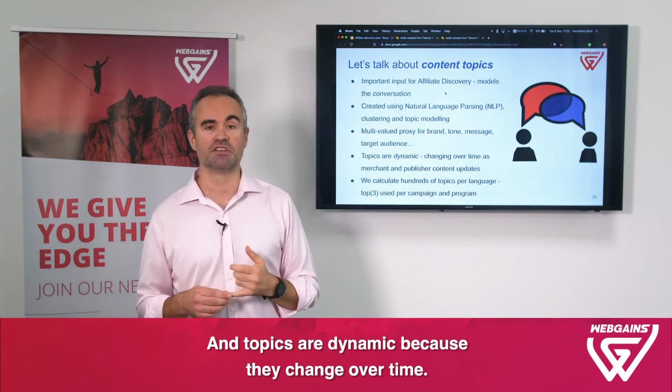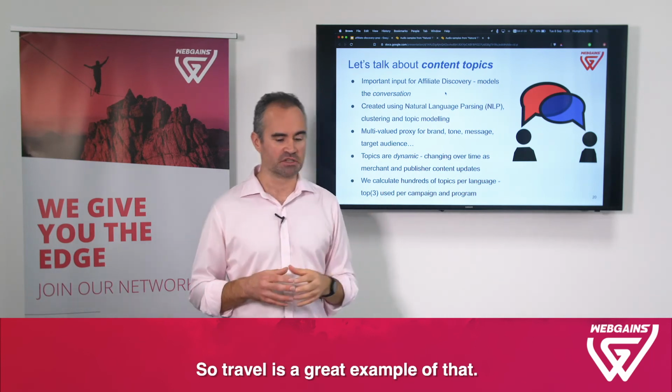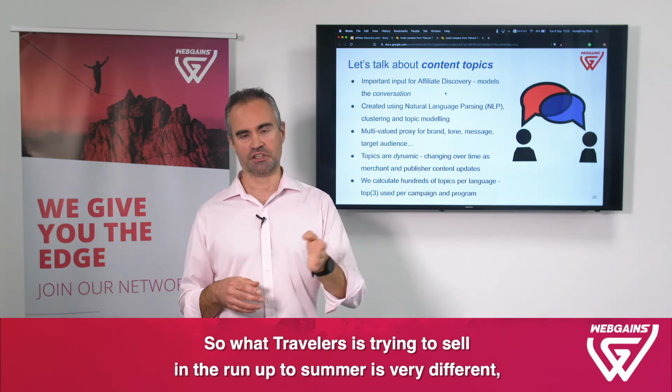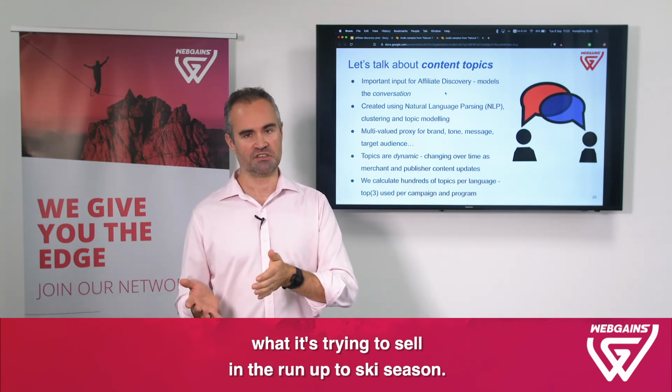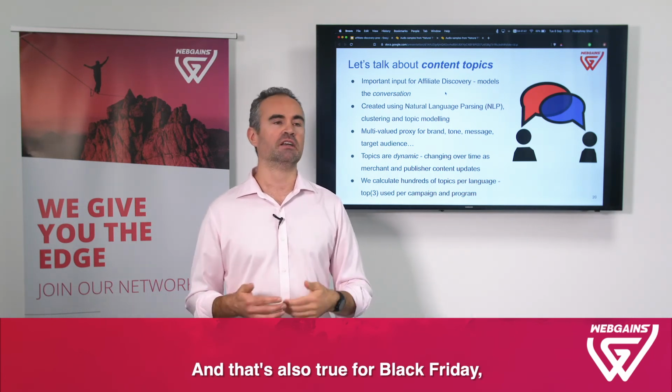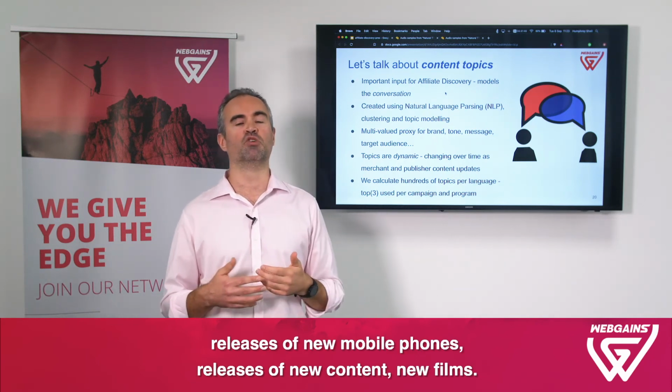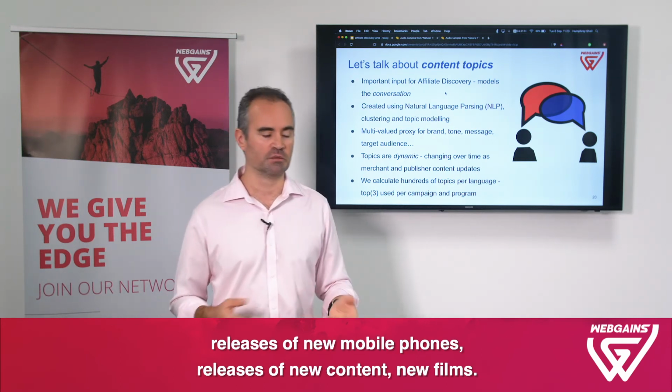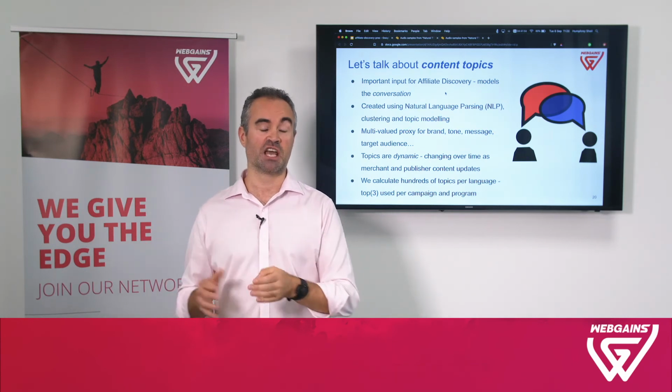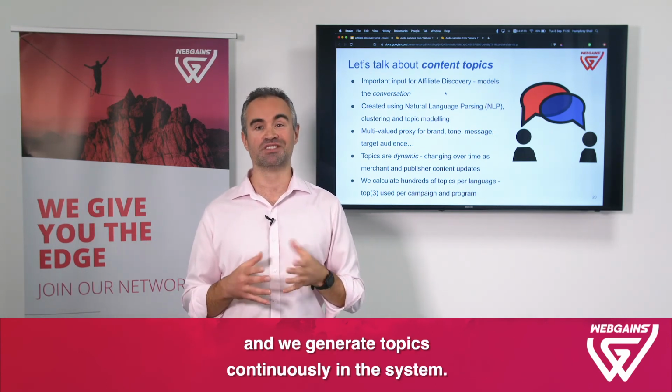Topics are dynamic because they change over time. Travel is a great example of that. What travel is trying to sell in the run-up to summer is very different to what it's trying to sell in the run-up to ski season. And that's also true for Black Friday, releases of new mobile phones, releases of new content, new films. So topics are able to change over time, and we generate topics continuously in the system.